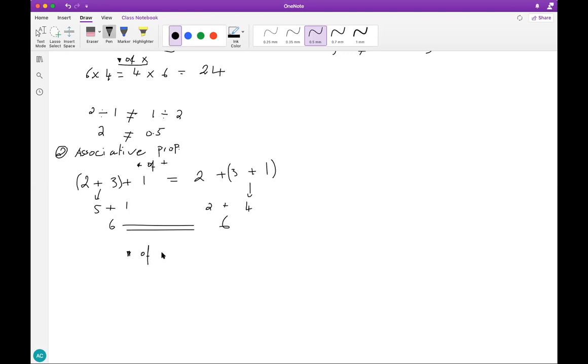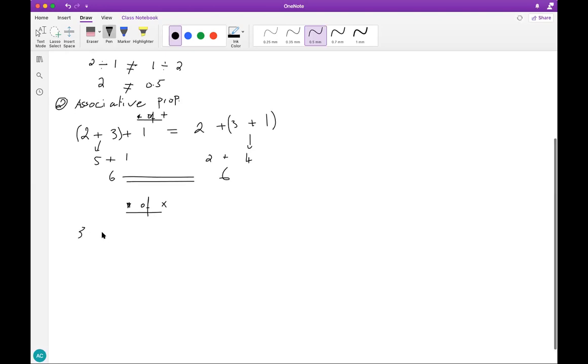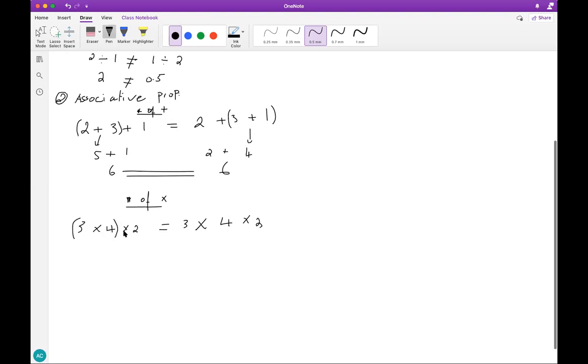Very similarly, we can apply that to this. So this is of addition, of multiplication. Same way, so we want to do 3 times 4 times 2. We can do this in 2 different ways. So again, we can associate possibly these 2 and evaluate this, or we could evaluate, associate these 2 and we will get the same result.